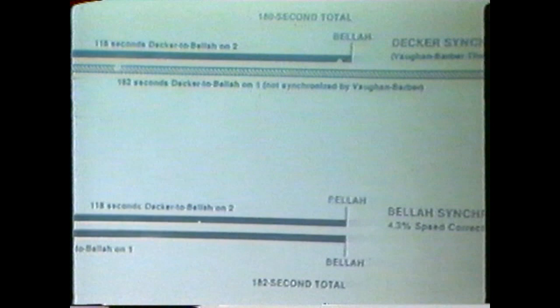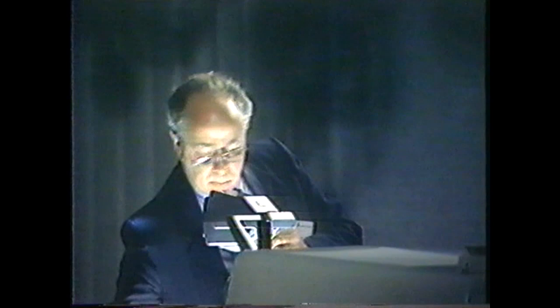What you now have to choose is between which coordination you're going to accept. If the Bella one is correct, then the Decker one here and the Decker one there were not simultaneously recorded. And if they were not simultaneously recorded, one of the two essential positions in Jim's analysis that this is not the sound of the assassination is gone.